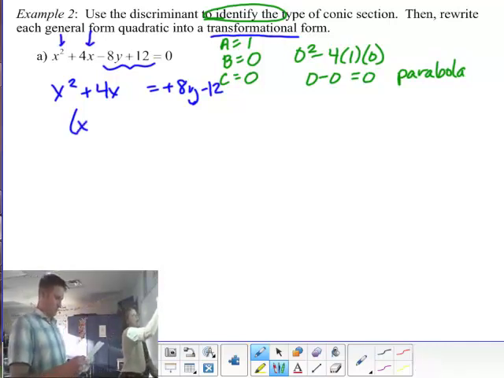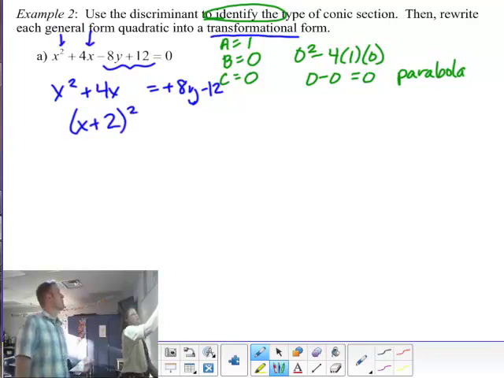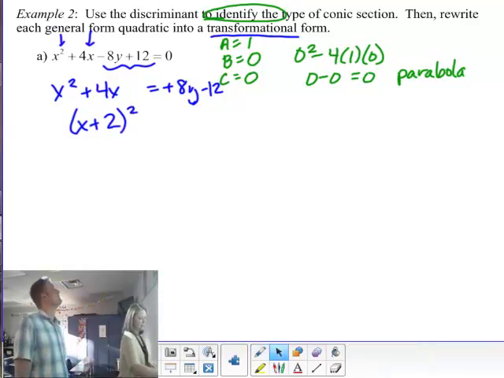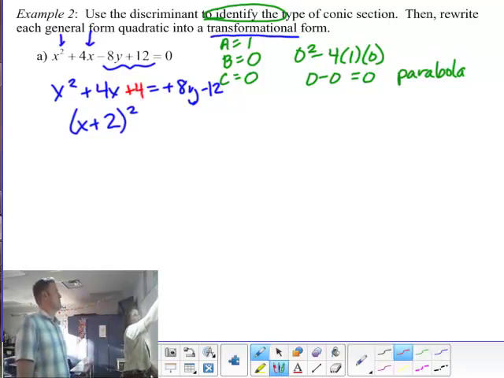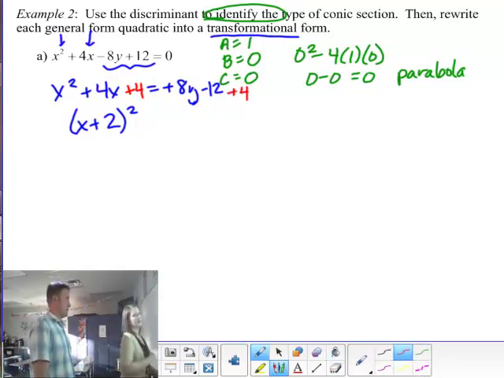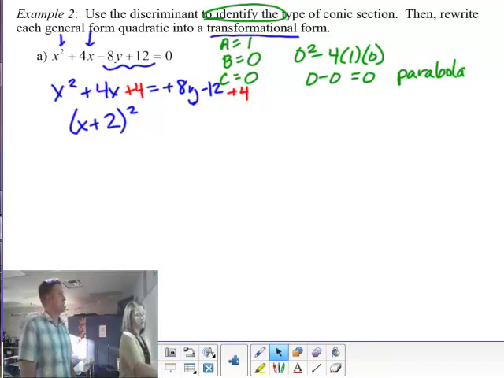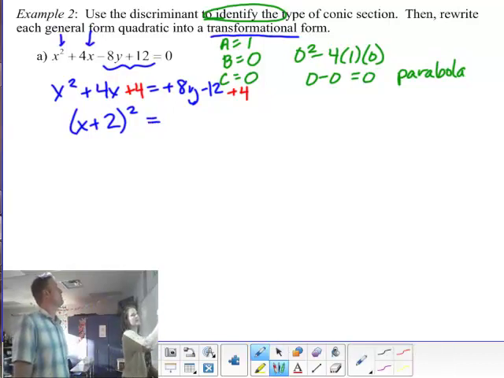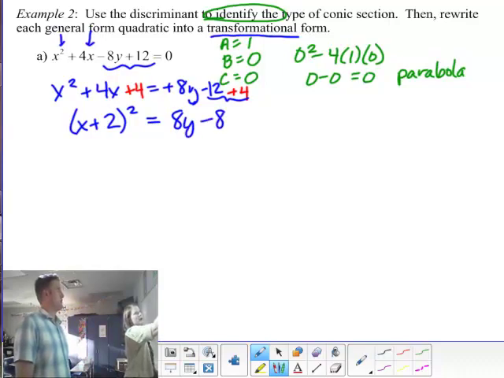We're going to have half of the middle term. Half of 4 is 2. 2 squared is 4. So I am missing a 4 to complete my square. If I add it on the left, well, whether or not you want to, you have to add on the right to maintain equality. So I still have my equals sign here. So what are we going to do? Combine any constants that I can, and I get an 8y minus an 8.